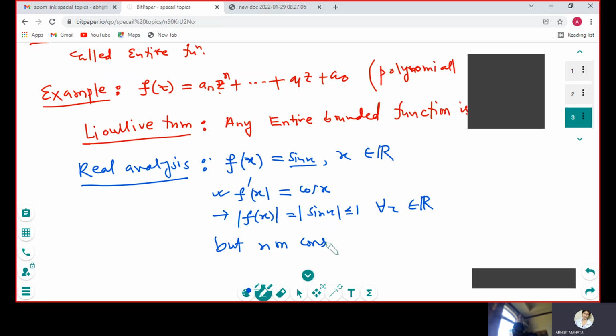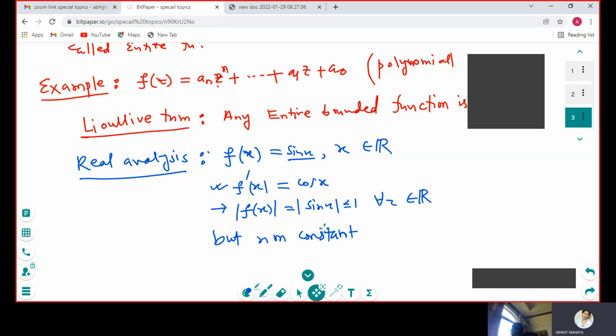So in real analysis, the two properties of being differentiable at every point of R and bounded on R are not enough to decide that the function is constant. We need more. There are many other situations, like if the derivative is 0, then it's a constant function. But in complex analysis, this is a strong result.